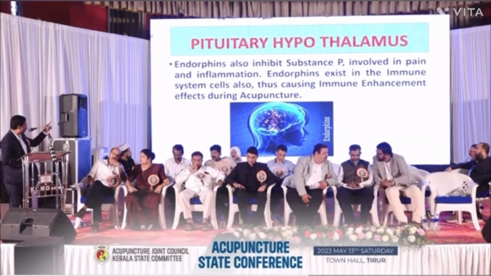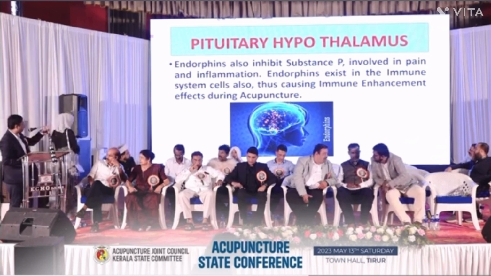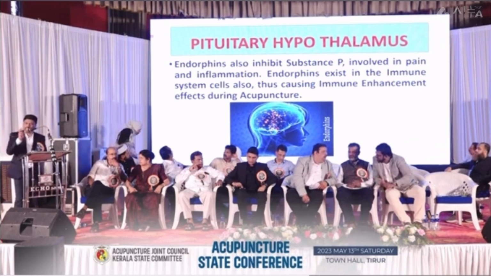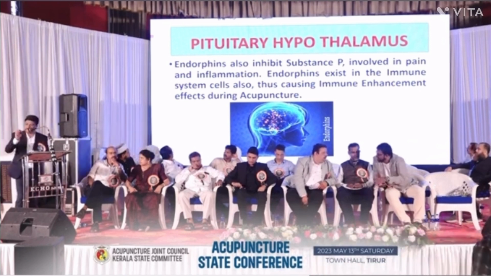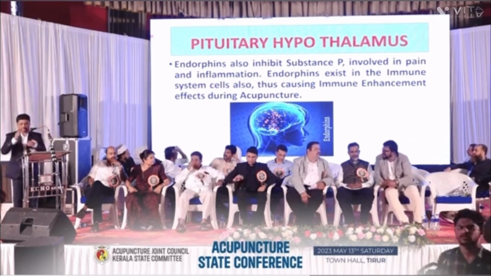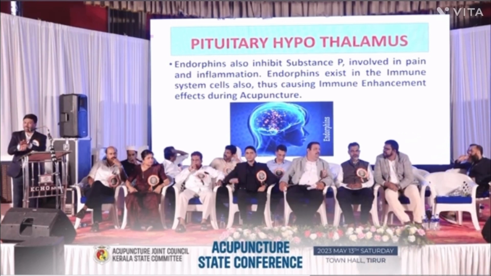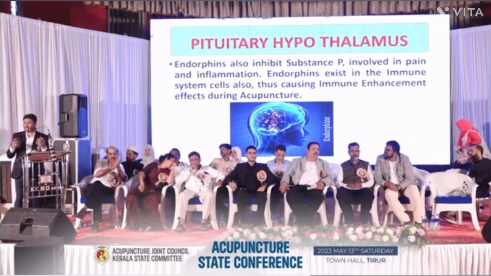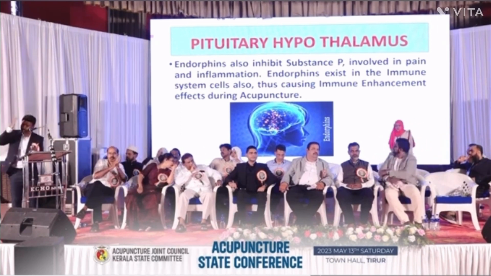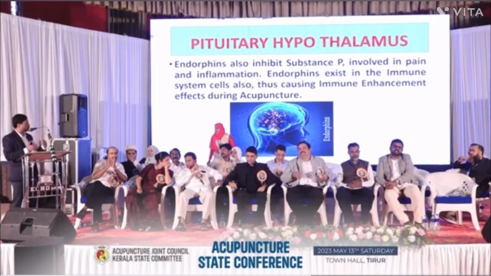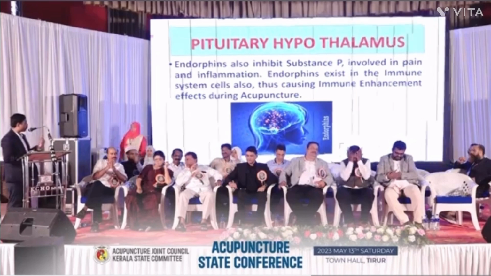At the same time it has been proven that endorphin exists in the immune system. Of course there is substance P, which is a causative factor for inflammation in our body. When the patient is hurt somewhere, that time that signal, substance P, is released, which causes the pain. So to suppress that pain, the endorphins are required. The endorphins are released by the pituitary hypothalamus.